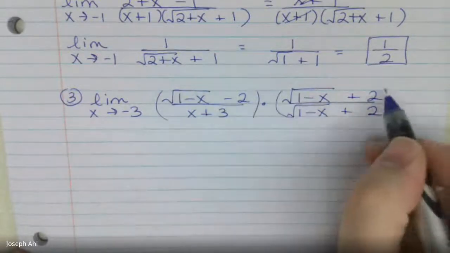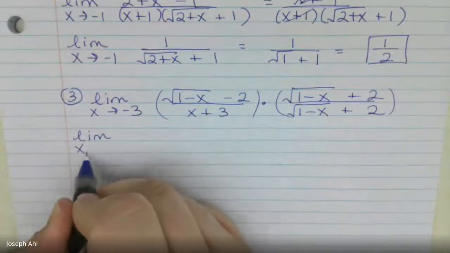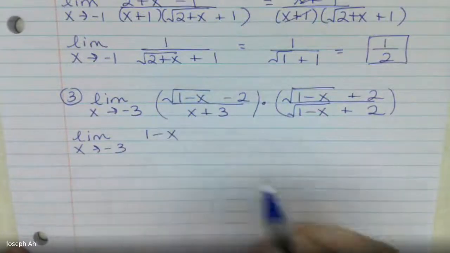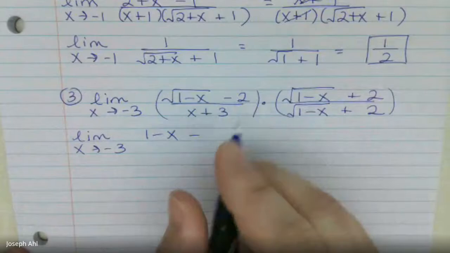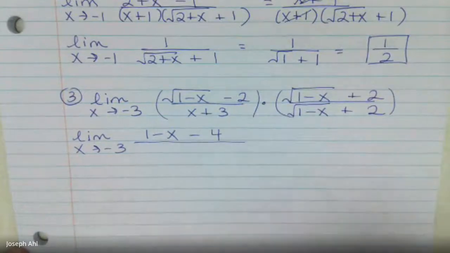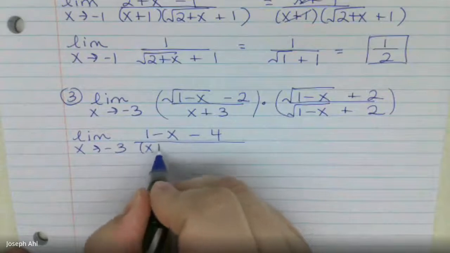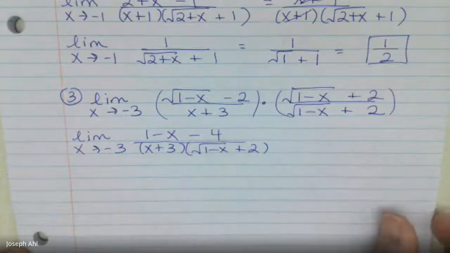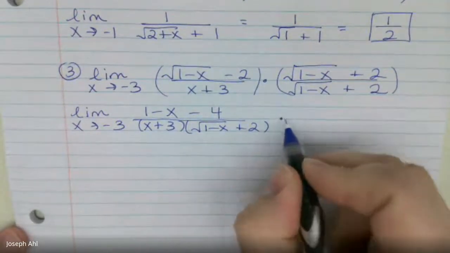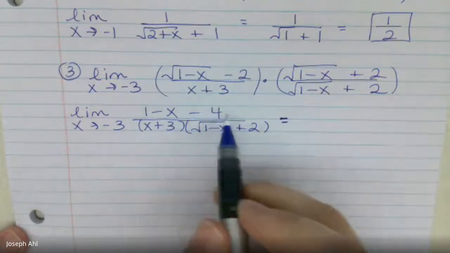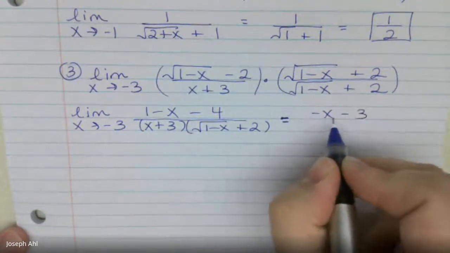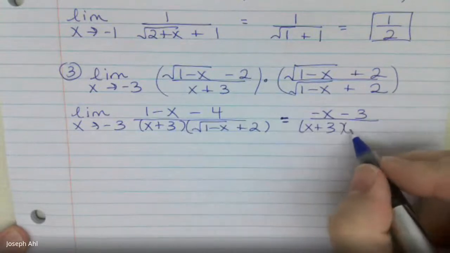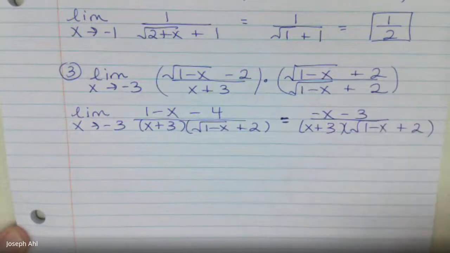Okay. When I multiply these together, it turns into the limit as x approaches -3 of, well, conjugates on top. The first would multiply to 1 minus x minus the last, which is 2 times 2, which is 4. Okay, leave the bottom alone. Don't multiply those together. Go ahead and simplify the top. So this would equal 1 minus 4 is going to be a -3. So the top is -x minus 3. And the bottom is x plus 3 times radical 1 minus x plus 2.